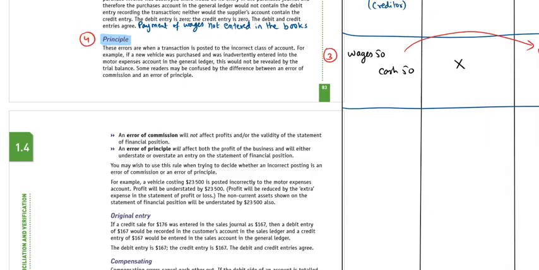Error of principle. What does error of principle mean? This error occurs when a transaction is entered using a correct amount, and we record the amount on the correct side. But the wrong thing is this: we wrongly classify the account. It means the type of account may be wrong. So this is the error of principle.